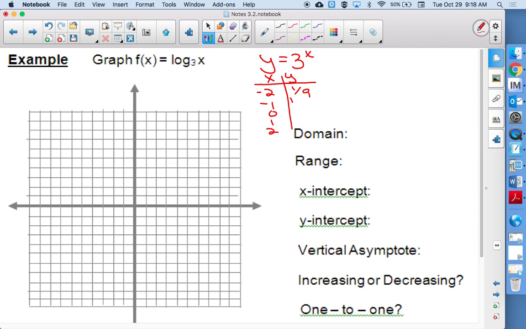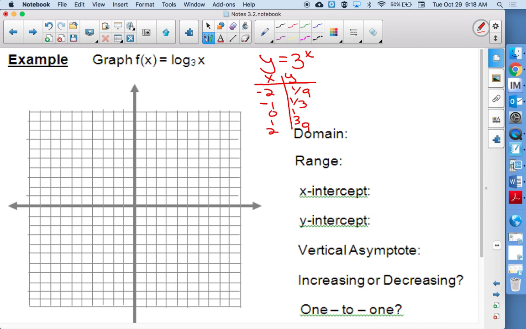So we had 1/9, 1/3, 1, 3, and 9. So that was our exponential function, y equals 3 to the x. Its inverse is the log function, log base 3 of x. So the bases are the same, so they are inverse functions.